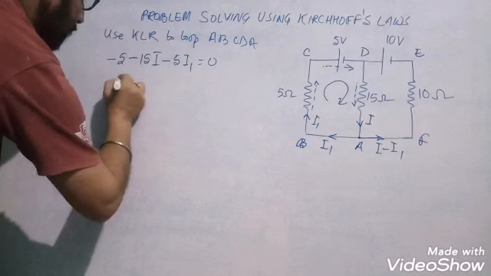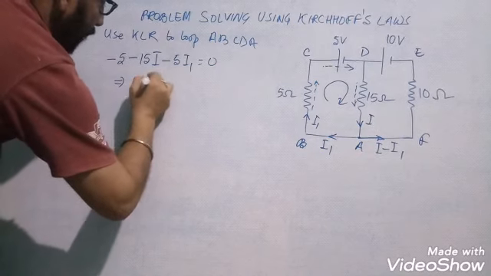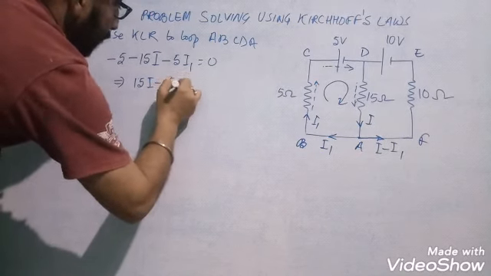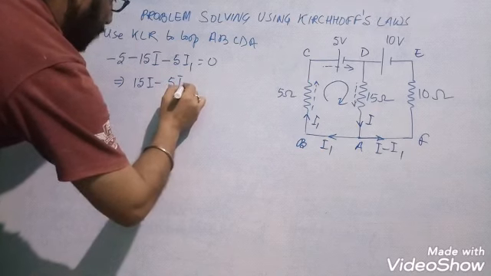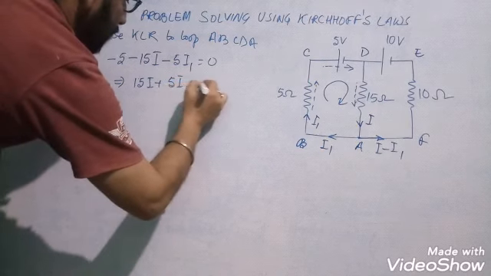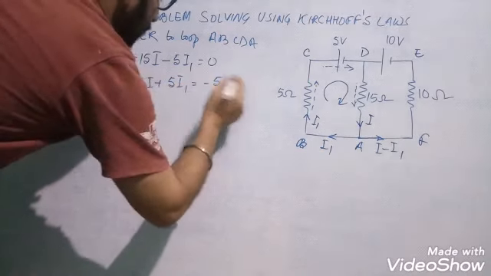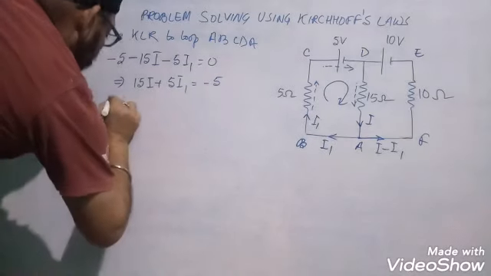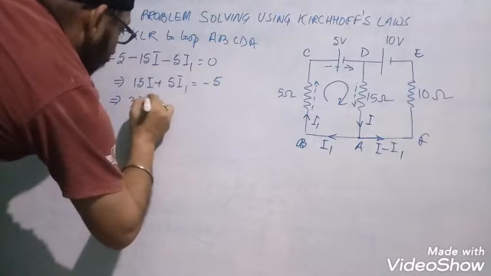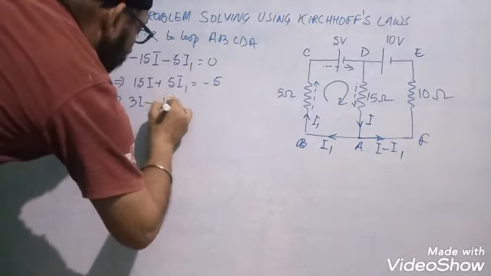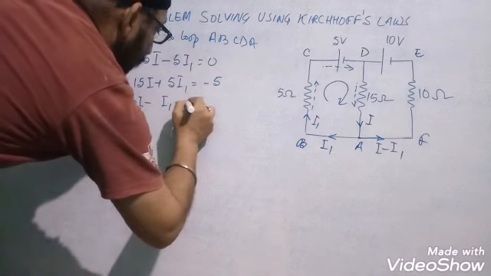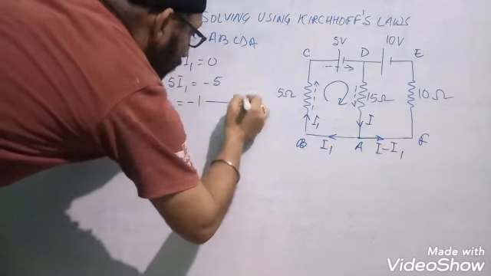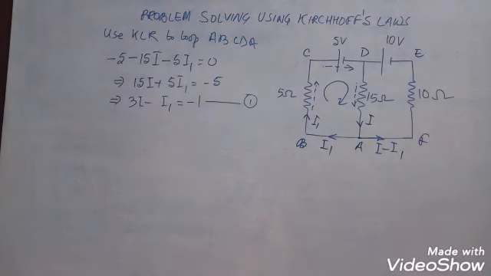So this implies 15I plus 5 I1 is equal to minus 5. Let us reduce this equation by dividing the whole equation by 5. So we get 3I minus I1 is equal to minus 1. Let us call this equation as equation 1.